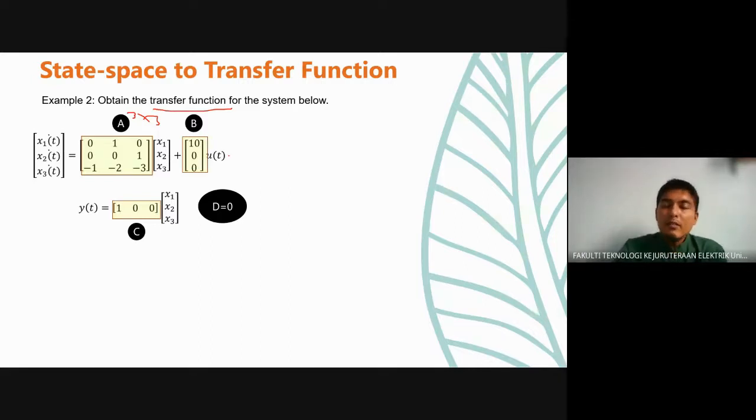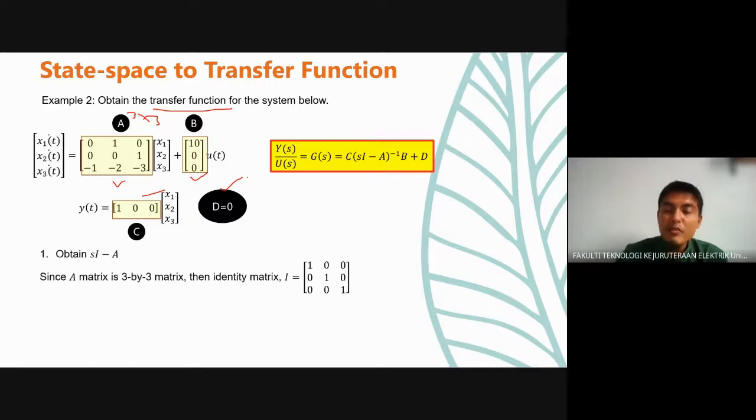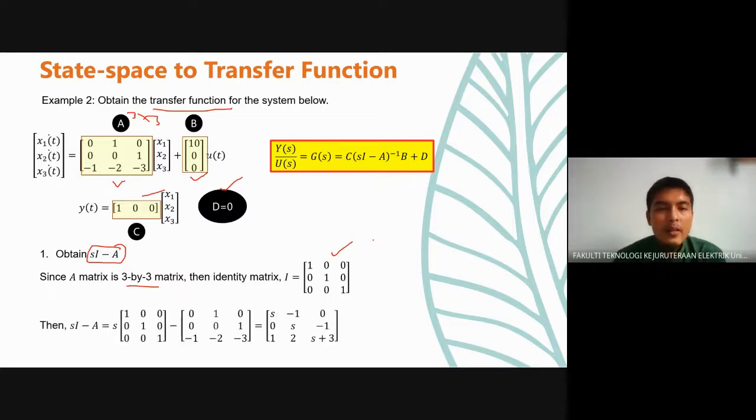As usual, you need to know your A matrix, your B matrix, your C matrix, and D matrix. After you know your A, B, C, and D matrix, just plug into this formula. As usual, you need to find sI minus A first. Since the A matrix is 3 by 3, this is your identity matrix, and then you just plug in to this formula, sI minus A equals this.